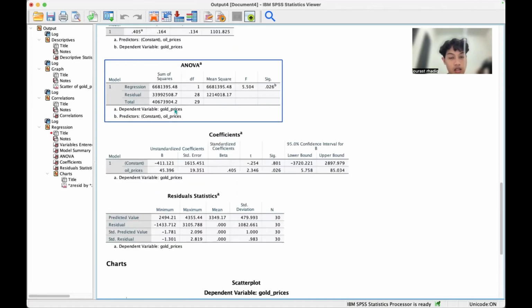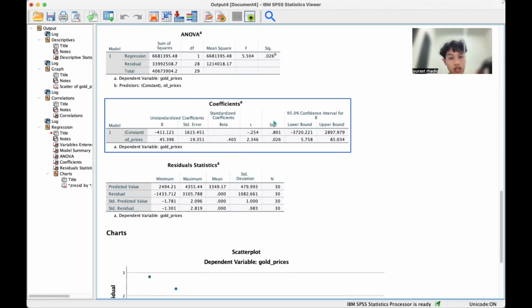And this is the ANOVA with the H null, or H0, which is the oil prices does not significantly affect gold prices, and the H alternative, or H1, oil price significantly affects the gold price. So since the sigma is 0.02, which is less than the 0.05 p value, they reject the H null, which means they accept the H alternative that states oil price significantly affects gold price.